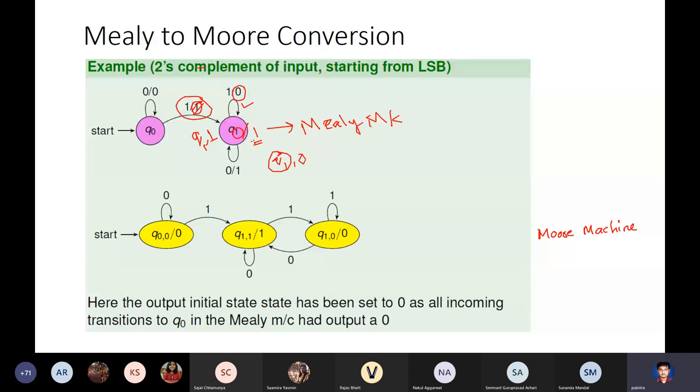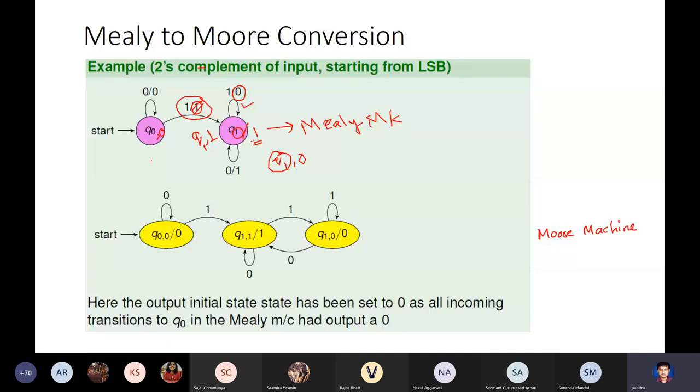The same problem is not there for Q0, because the only way I am coming back to Q0 is from itself, and I'm outputting 0. So if I just put 0 here, that would do. I need not split into Q0,0 and Q0,1, because the only way I'm in Q0, if you don't take into account the start, is when I'm in Q0 and I'm getting an input of 0, and the output in that case is 0. There is no other case. So Q0 need not be split, but Q1 has to be split.